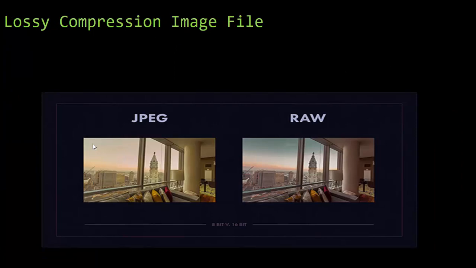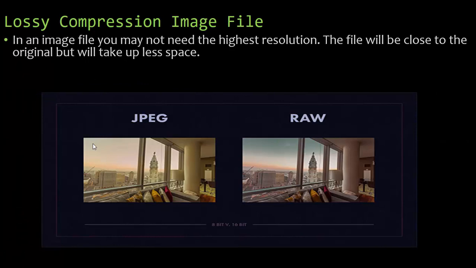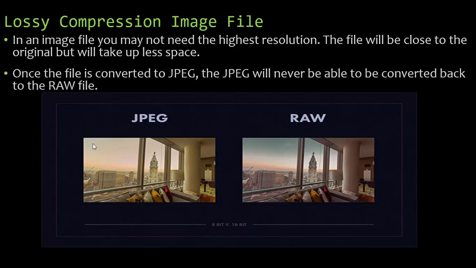So these are 2 identical images, I should say. In an image file, you may not need the highest resolution. Now, the file is going to be close to the original, but it will take up less space by using lossy compression. Once the file is converted to JPEG, the JPEG will never be able to be converted back to the raw file, and that's because information has been lost in lossy compression.